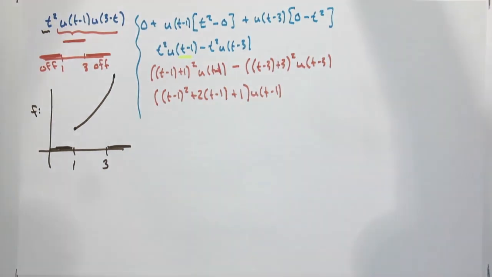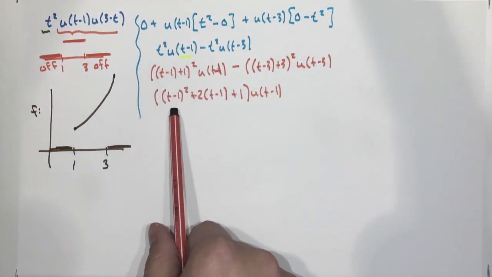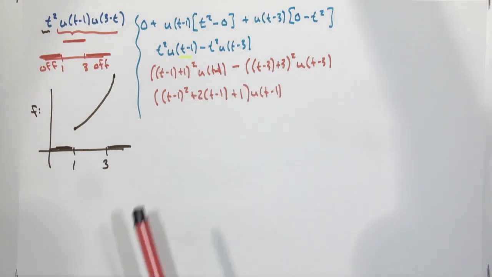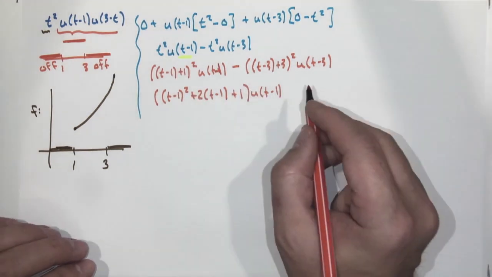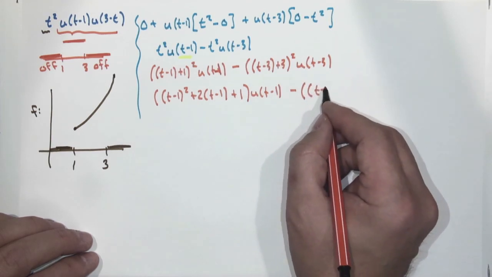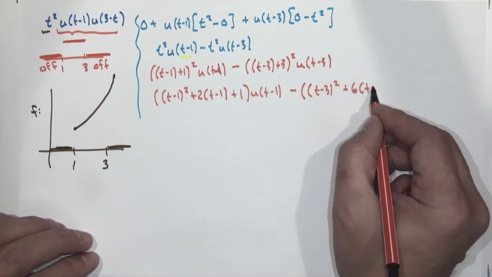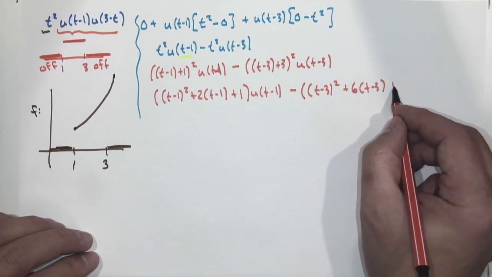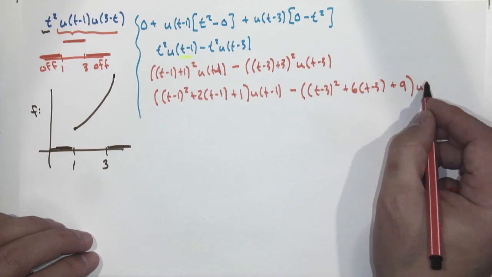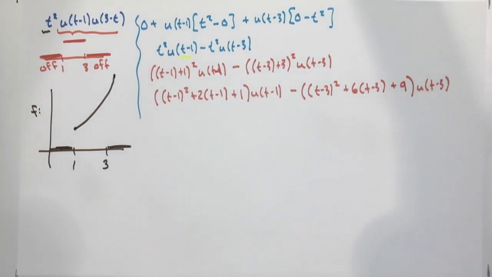We expand, FOIL it out. Think of this as like a plus b: a squared, 2ab, b squared. Over here, we're going to get t minus 3 squared plus 6 times t minus 3 plus 9, times u of t minus 3. Now are we ready?